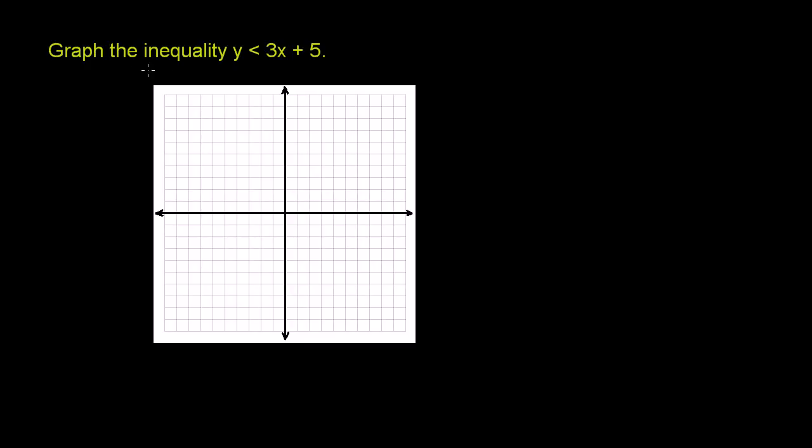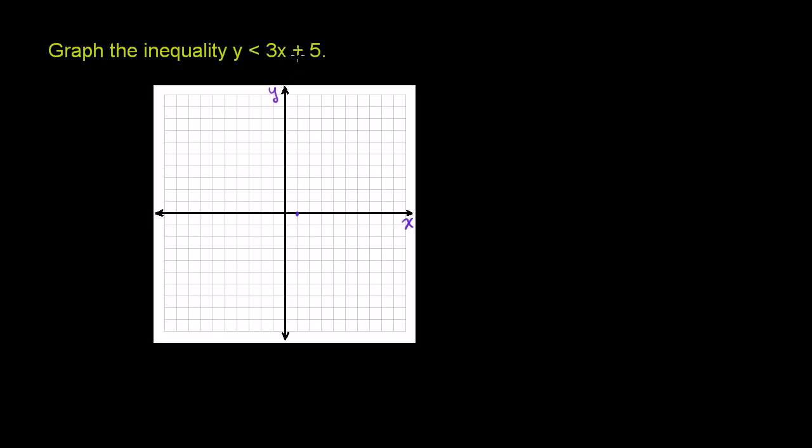We're asked to graph the inequality y is less than 3x plus 5. So if you give us any x, and let me label the axes here. This is the x-axis. This is the y-axis. So this is saying you give me an x. So let's say we take x is equal to 1 right there.